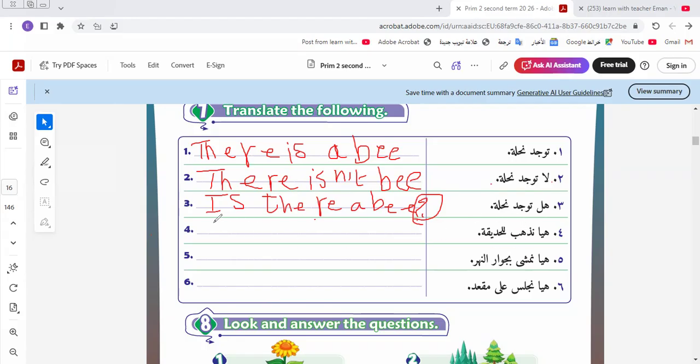Okay. Here we say, let's go to the park. The sentence here will be: let's go to the park. Next one, it will be here: let's walk by the river. Let's go by the Nile, by the river. Let's walk by the river.